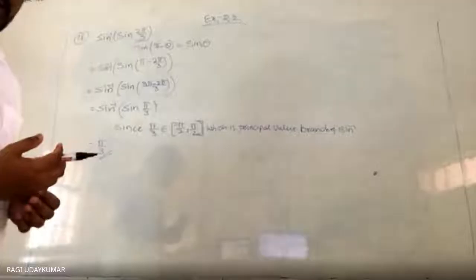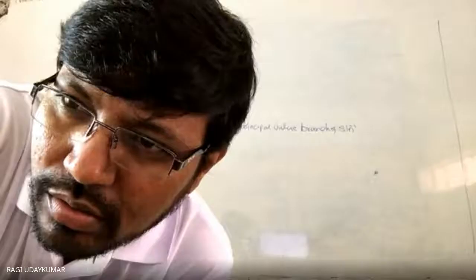But sir, I had a question. As previously you have said that sin inverse sin 2π/3 will be 2π/3. I wanted to know why it will not be like that. Come again? I didn't get your point. As previously I said sin inverse sin 2π/3 will be 2π/3. Why will it not be like that?